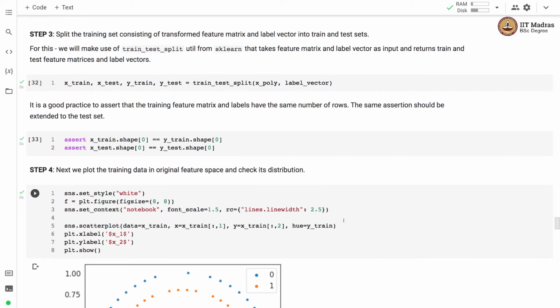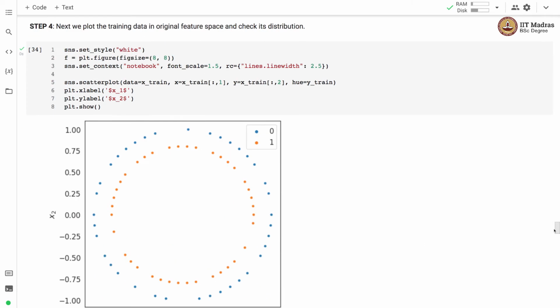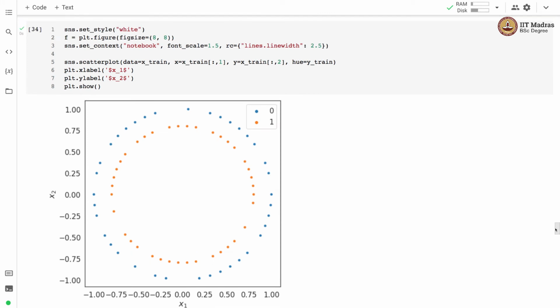Next, we plot the training data in original feature space and check its distribution. So you can see that there are examples from two classes and they are arranged in a circular manner. So class 1 and class 2 are separated by some kind of a circular decision boundary.